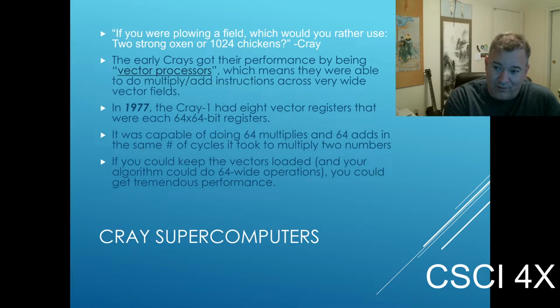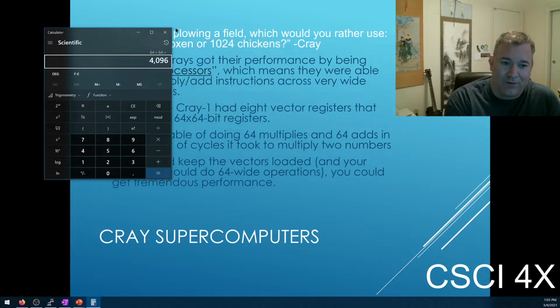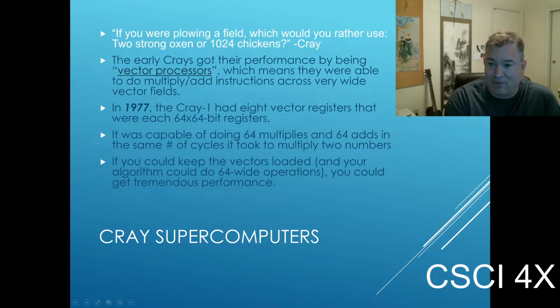In other words, every register held enough room for 64 64-bit numbers. Do you understand how big a register that is? Like our Raspberry Pis, the registers are 32 bits. When we learn about SIMD and the Raspberry Pi, you learn we have some bigger ones as well. But this is the 1970s. And 64 times 64 is 4,000 bits. That is a big-ass register. So it was capable of doing 64 multiplies and 64 adds in the amount of time it took to multiply just 2 integers.